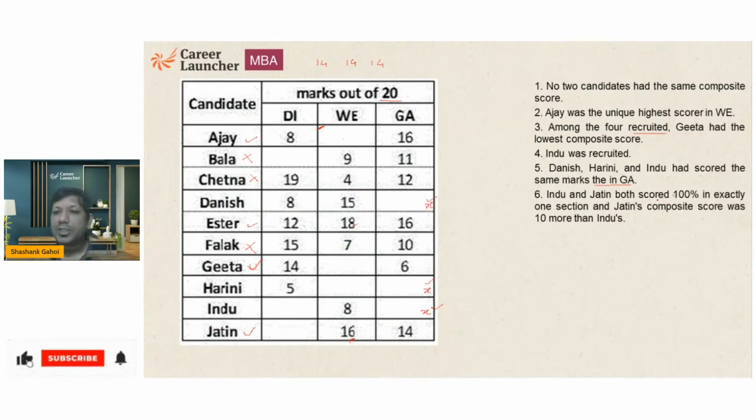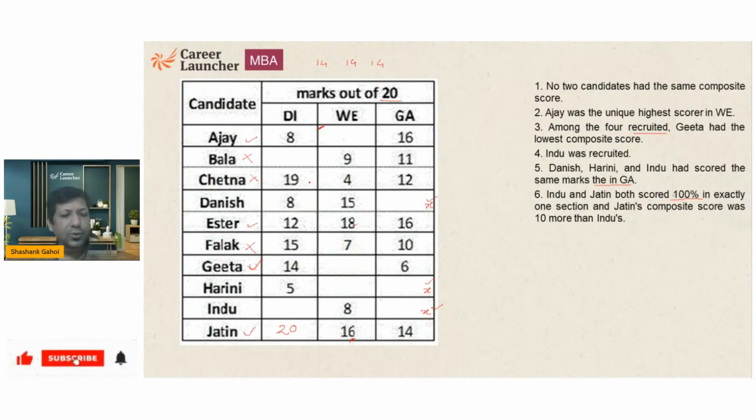Now Indu and Jatin both scored 100% in exactly one of the subjects. ठीक है. 100% इंदू का किसी एक सेक्शन में है, जतिन का भी एक सेक्शन में है. It means Jatin is definitely getting a score of 20 in DI. So now what I am going to do, I am going to calculate the scores of everyone.